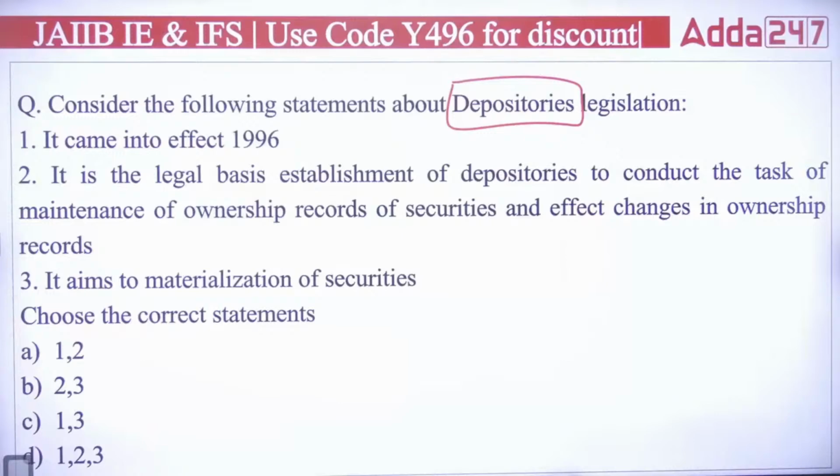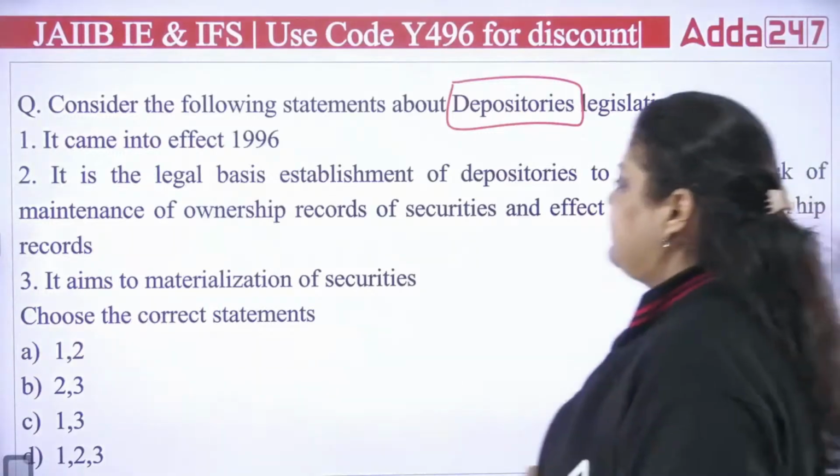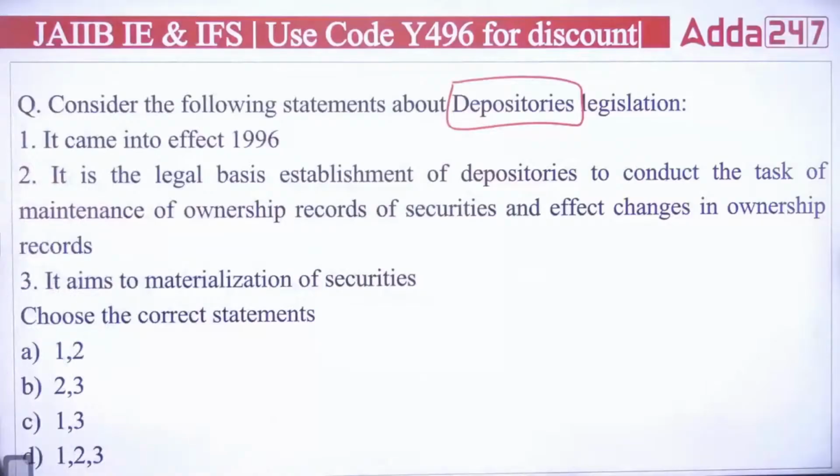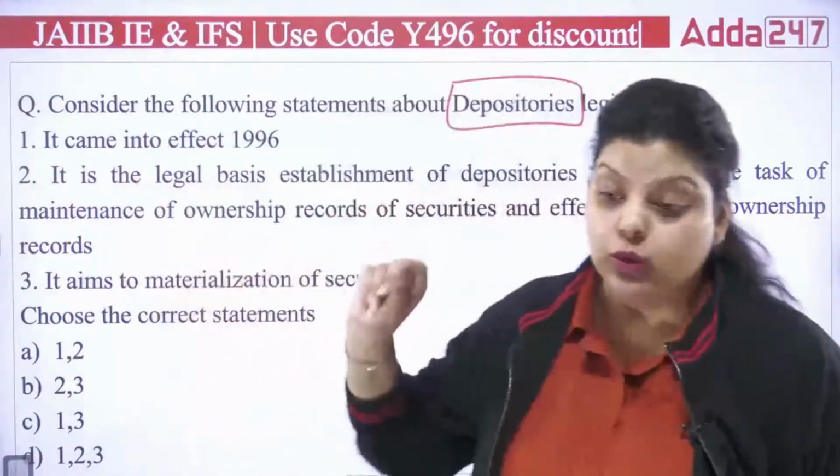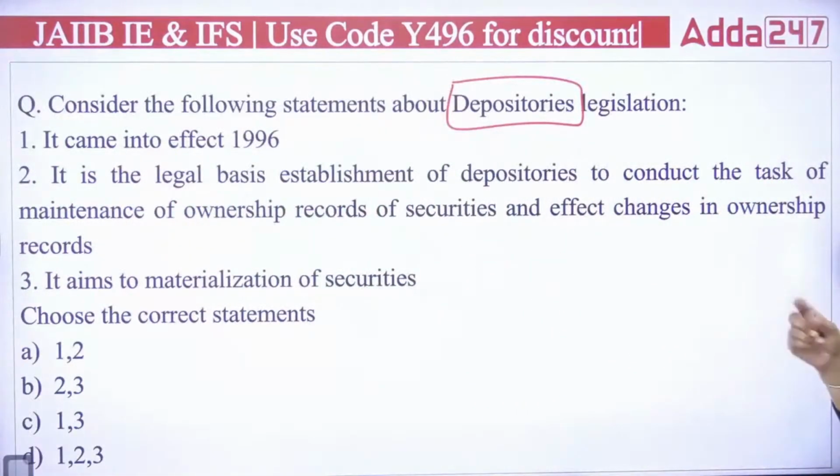First is saying it came into effect in 1996. Second is saying it is the legal basis for the establishment of a depository to conduct the task of maintenance of ownership records of securities and effect changes in ownership records. Third, it aims at materialization of securities. Okay. Read it very carefully. Each word is important to answer the question. Read it very carefully.